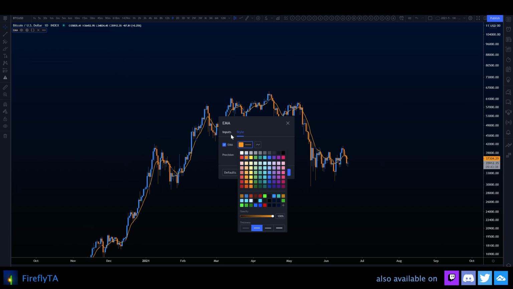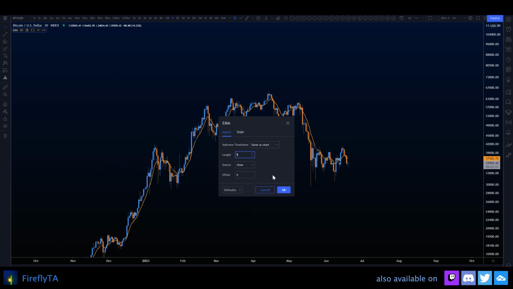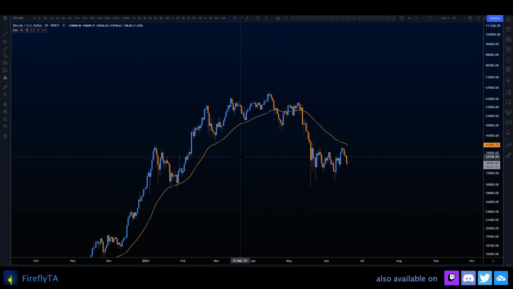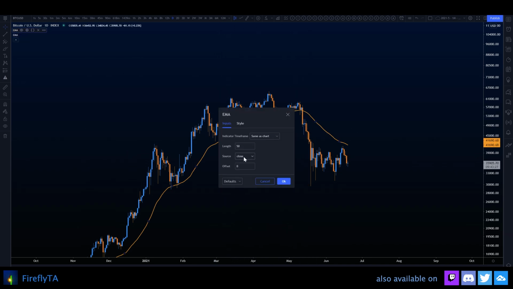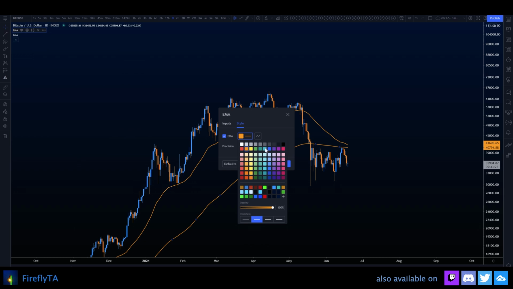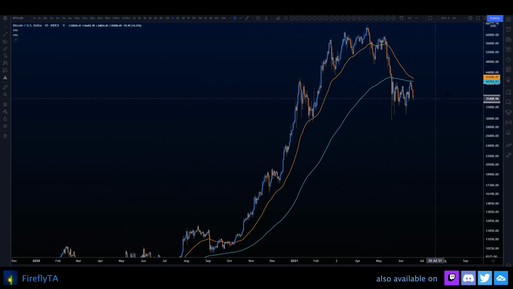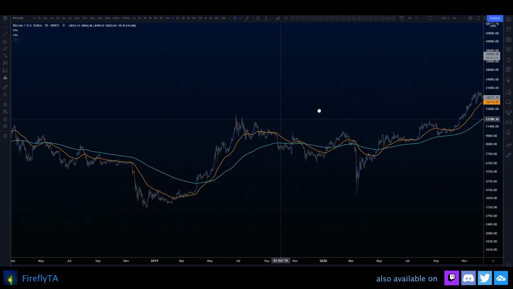So let's take the 50-day EMA, and take the 200-day SMA. So here you can see this is what a lot of people are looking at right now.